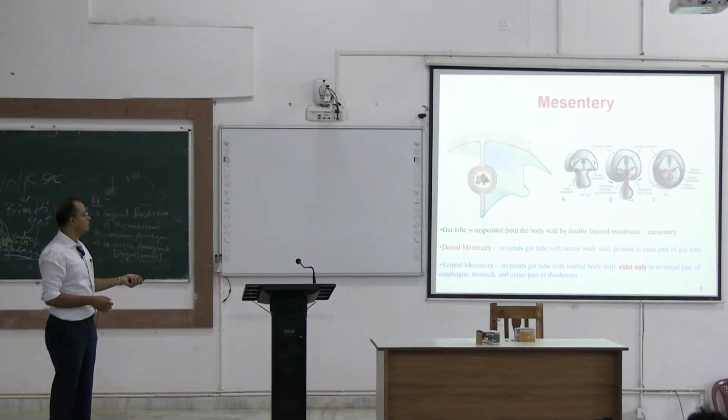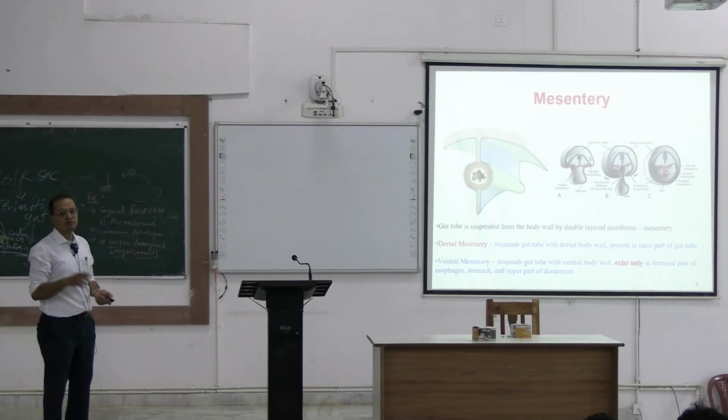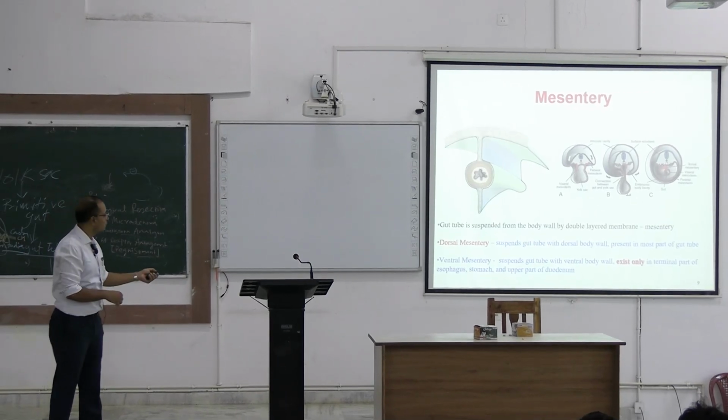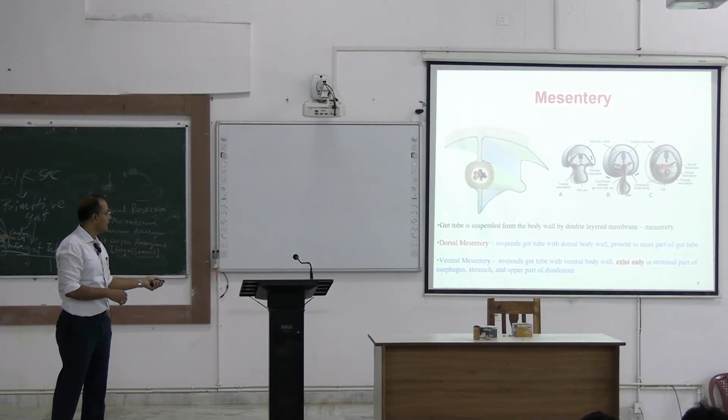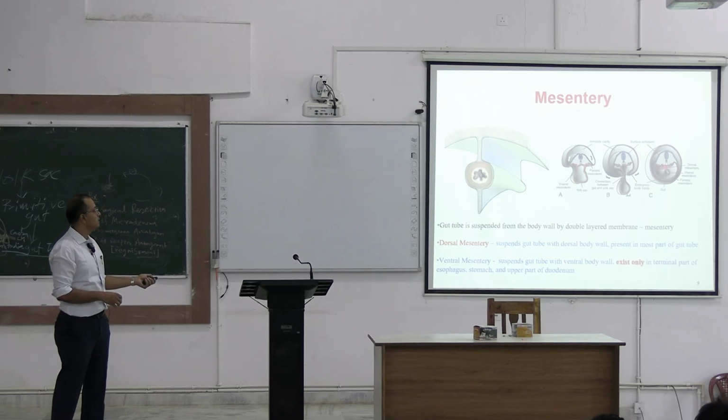So, this double layer membrane, we call it the mesentery, and it can be divided into two parts. This is the posterior wall of the body, this is the anterior side of the body. This mesentery has two parts. It is hanging from the posterior wall and ending in this gut tube, and it is hanging from the anterior body wall and ending in this gut tube. So, it has two segments, for example, the segment over here and the segment over here.